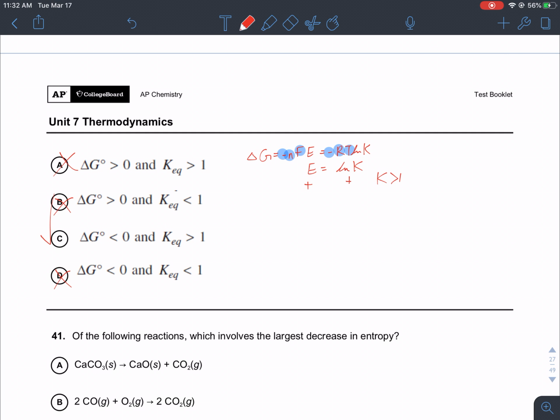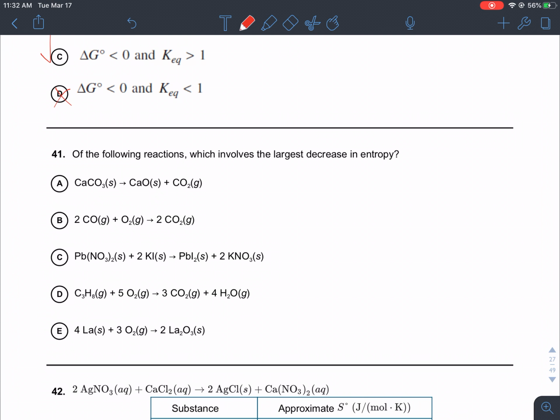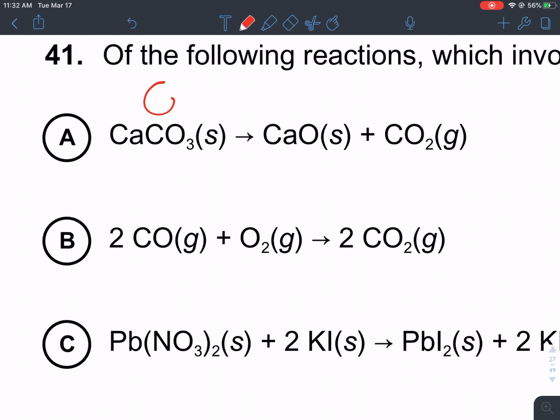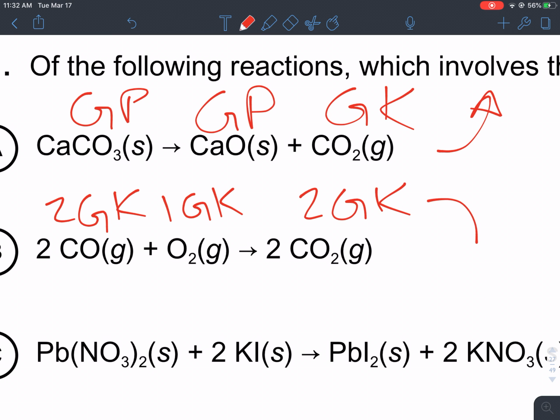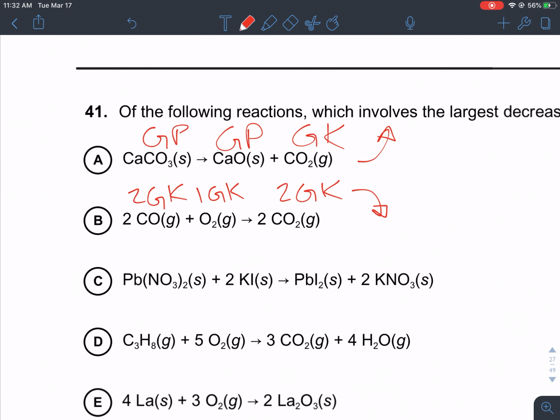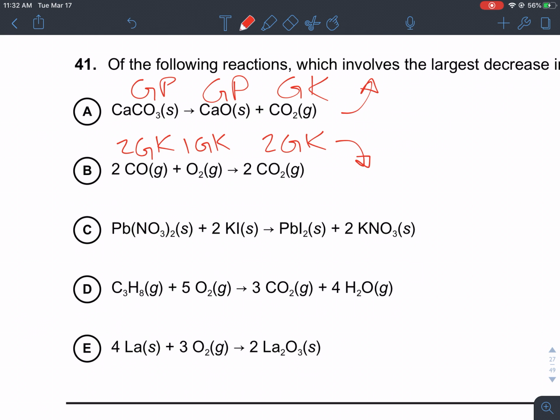All right, of the following reactions, which involves the largest decrease in entropy? Okay, let's do grandparents and grandkids again. All right, we have a grandparent becoming a grandparent with a grandkid. Okay, that is increasing in entropy. The disorder is nuts. That grandkid just destroyed their house, okay? Now you have 3 grandkids on the left side. Now you only have 2 grandkids. Okay, it got much calmer. Ooh, that decreased in entropy.